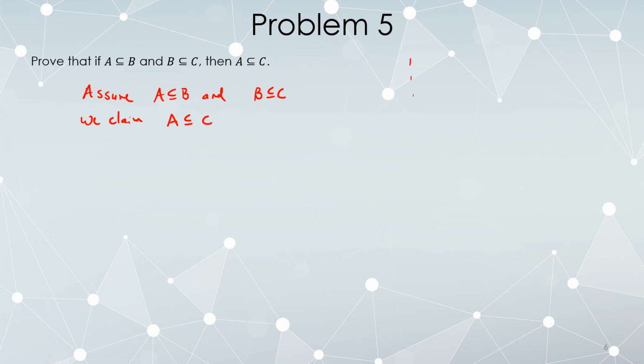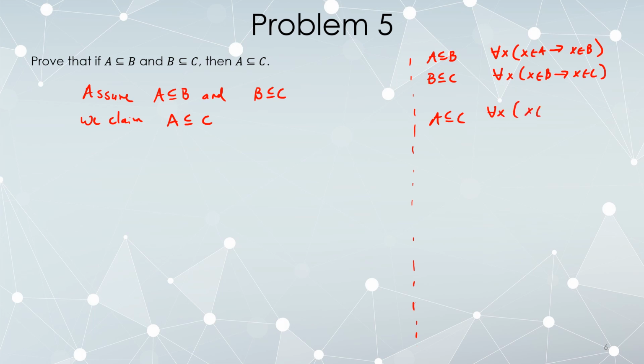Now over on the right, I'm going to keep track of some formal definitions in terms of quantified statements. So we've already assumed this, which is to say, for any element of the universe, if it is in the set A, then it is an element of the set B. We've also assumed that B is a subset of C, so for any element of the universe, if it is in the set B, then it is in the set C. And now what we've claimed or asserted is that A is a subset of C. For any element of the universe, if it is in the set A, then it is in the set C. Notice that this is a conditional statement.